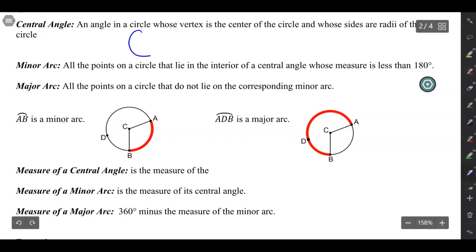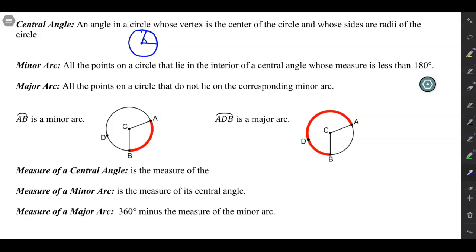So we have some circle, and we need the center, and the vertex of our angle is at the center. And then the sides of our angle are radii. So this blue angle that I just drew, let me mark that a little bit better. That is a central angle. It just means that the angle lies at the center of the circle.